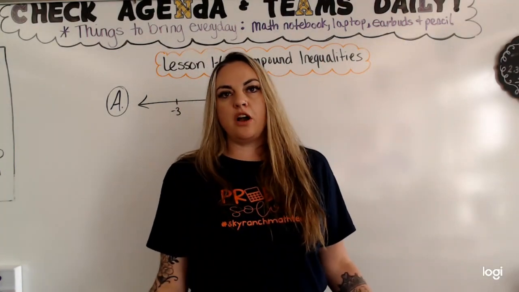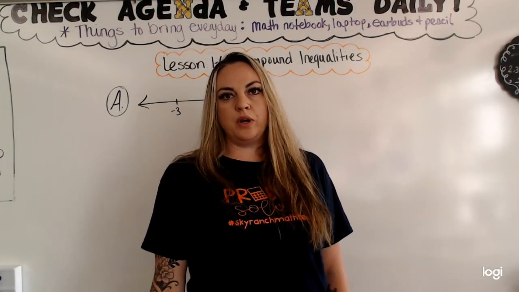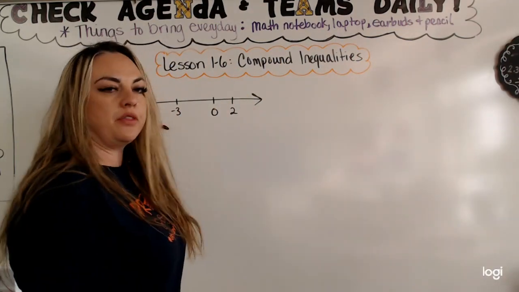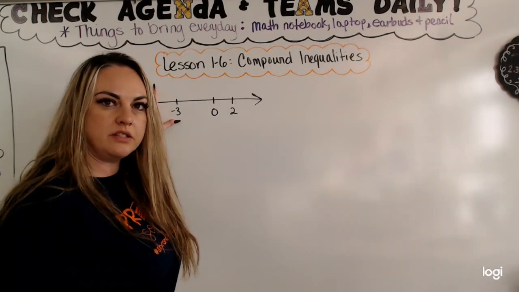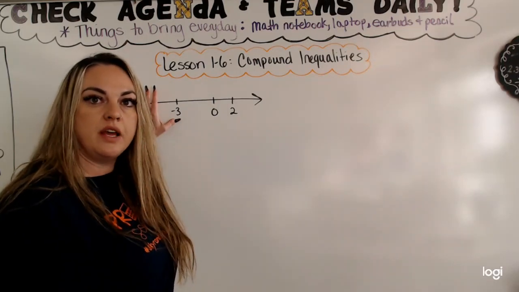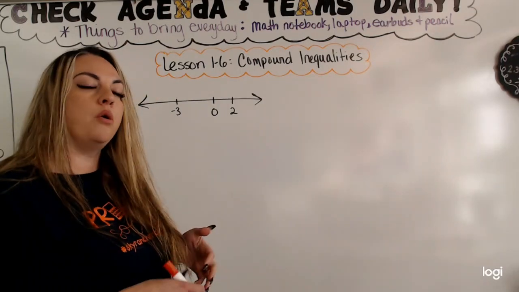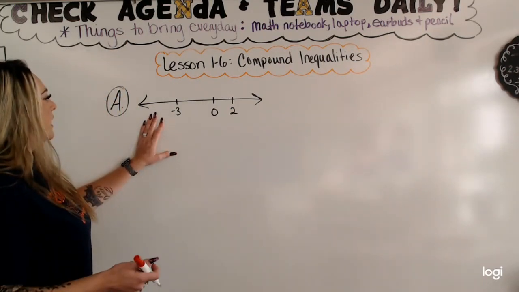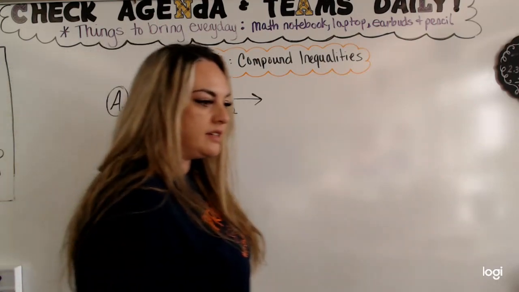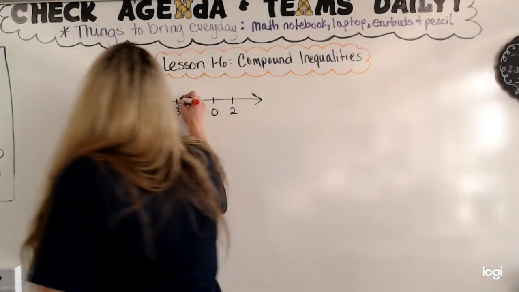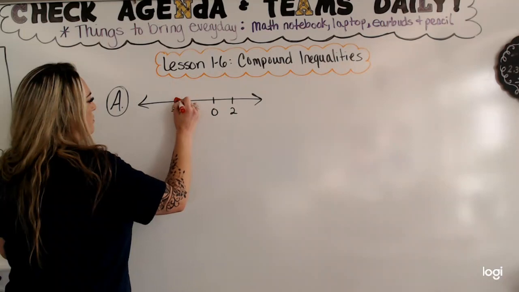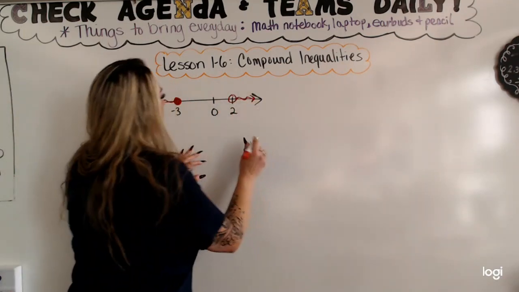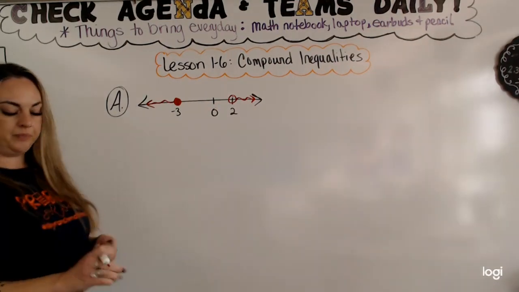So let's look at compound inequalities. This is lesson 1-6. First we're going to be thinking about the question: how can we use inequalities to describe sets of numbers that have already been graphed on a number line, or that maybe are in a real world context? So here we have a number line and we've got this portion shaded with a closed circle and this portion shaded with an open circle.